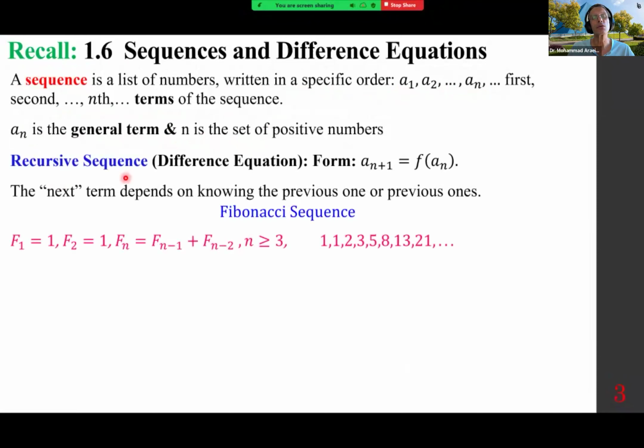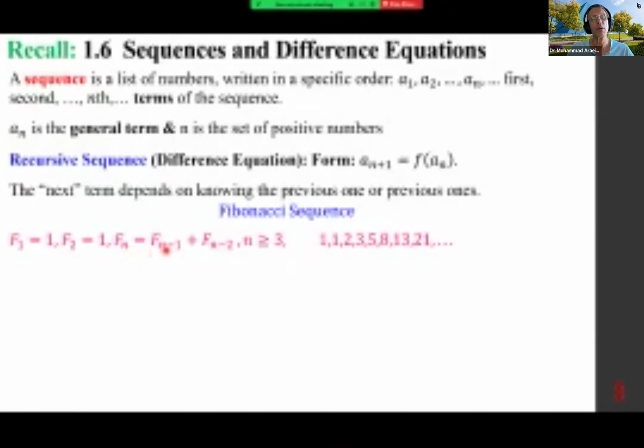A recursive sequence, also known as a difference equation, is in the form of a sub n plus 1 is f of a sub n. The next term depends on knowing the previous one or previous ones. For example, everybody remembers the Fibonacci sequence. F1 is 1, F2 is 1, F sub n in general is F sub n minus 1 plus F sub n minus 2 when n is larger than or equal to 3. Meaning if you are looking for a term, find the previous two and add them up.